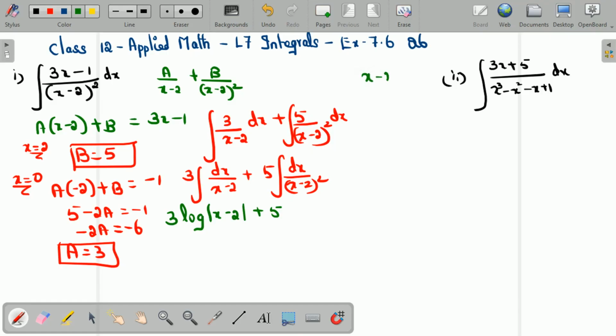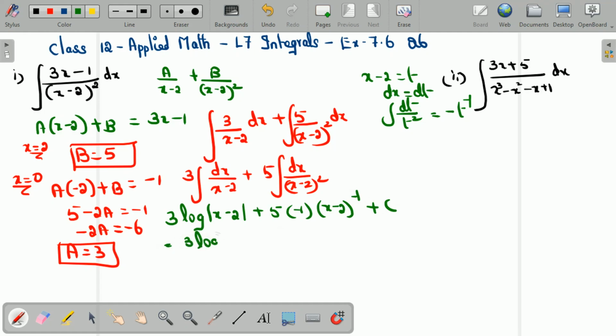So if you put x minus 2 is equal to t, dx is actually equal to dt. So this is nothing but integral dt divided by t square. So on integration it is minus t power minus 1. So minus 1 into t, here t is (x minus 2) the whole power minus 1, plus c. Let's arrange it nicely. So this is 3 into log of (x minus 2). I'm taking the minus side. So minus 5 divided by (x minus 2) plus c.